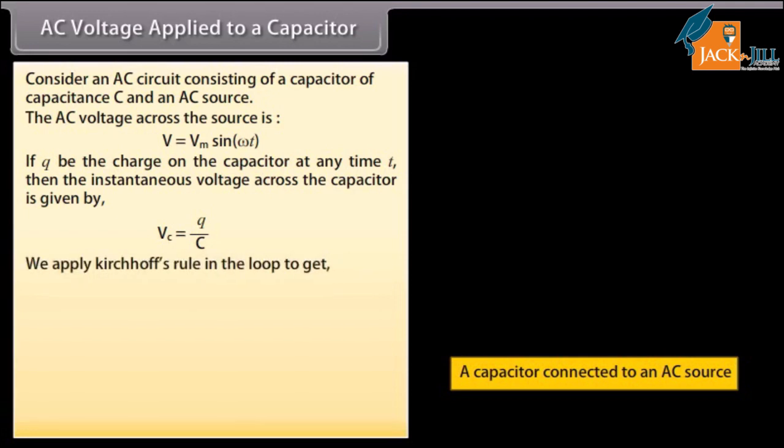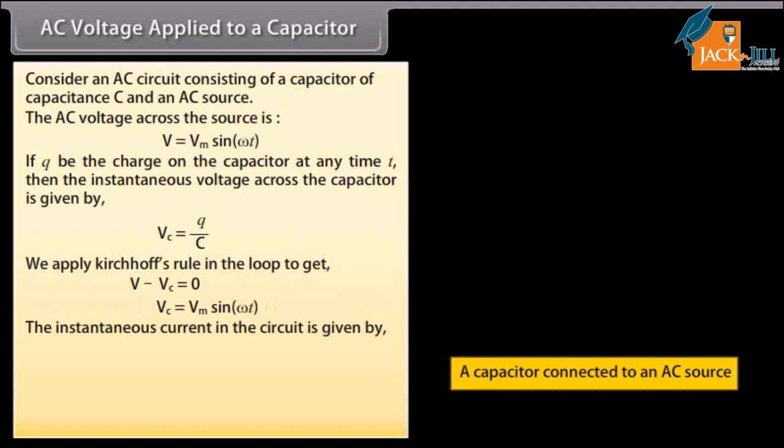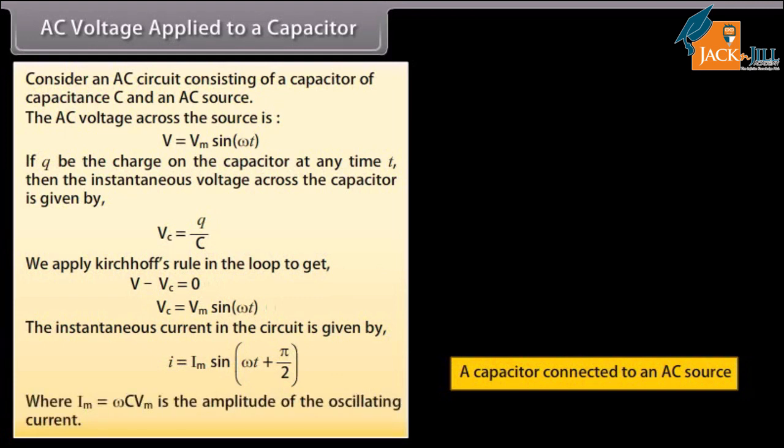We apply Kirchhoff's rule in the loop to get V minus Vc is equal to 0. Now we put the value in the above equation. Vc is equal to Vm sin omega t. The instantaneous current in the circuit is given by I is equal to Im sin (omega t plus pi by 2), where Im is equal to omega C Vm, the amplitude of the oscillating current.